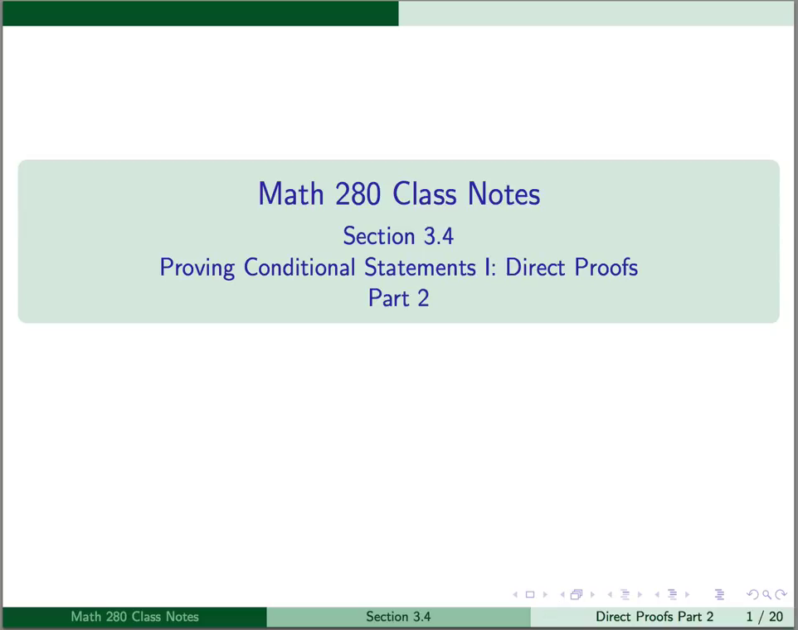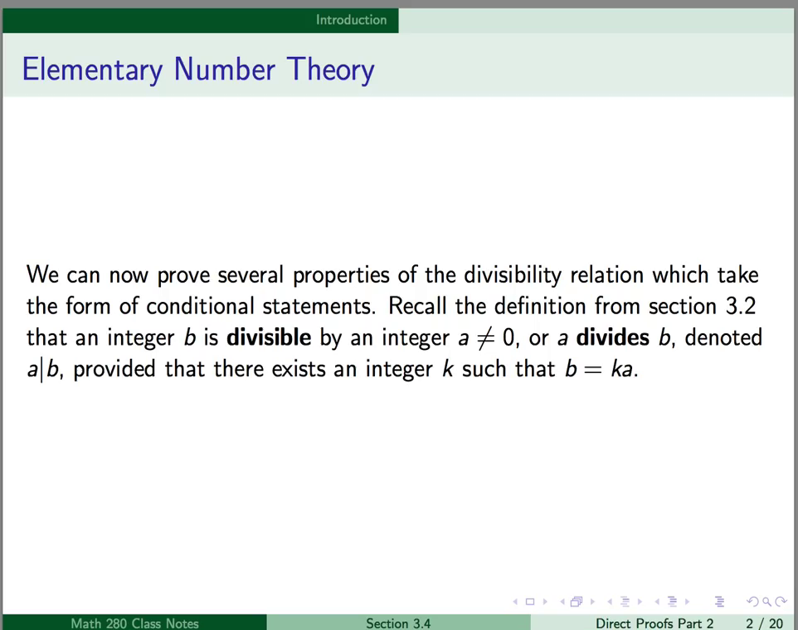This video covers the second half of section 3.4, Proving Conditional Statements Using Direct Proofs. We're going to look at some proofs involving the divisibility relation from elementary number theory. First, recall the definition from section 3.2.